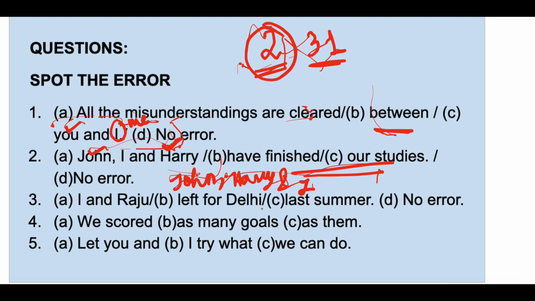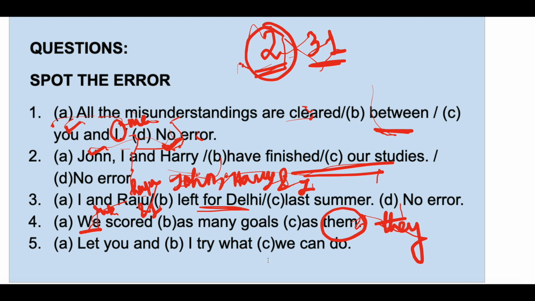I and Raju left for Delhi last summer. So left for Delhi, nothing wrong here. We will consider this to be a positive sentence. So 3-1 should come. So Raju and I. We scored as many goals as them. So here comparison is being made with we. Now we is subjective case. So here instead of them, subjective case, they should come.